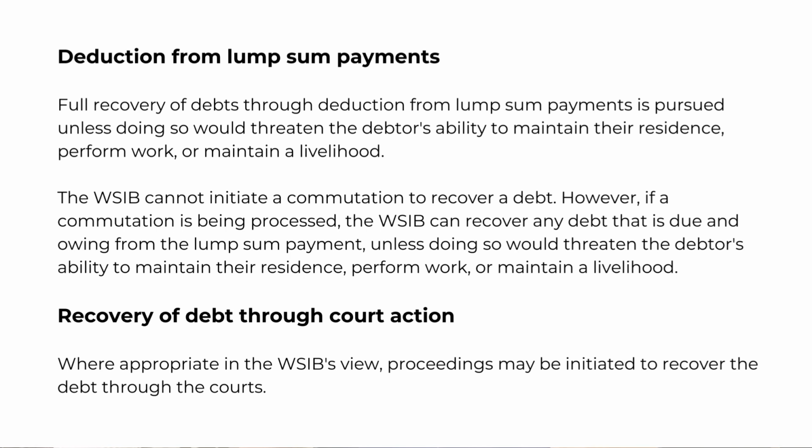So they could deduct it from, for example, a nil lump sum payment or arrears benefits that would result in a bulk payment or a lump sum payment. They could deduct it from that as well. The debtor cannot initiate a commutation to recover a debt. However, if the commutation is being processed, the WSIB can recover any debt that is due and owing from the lump sum payment, unless doing so would threaten the debtor's ability to maintain their residence, perform work, or maintain a livelihood.